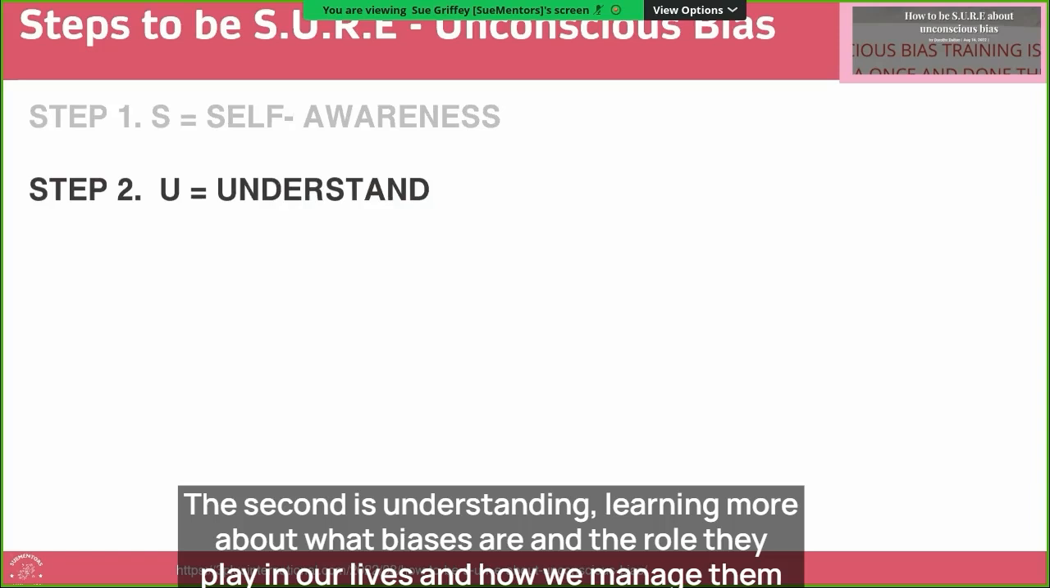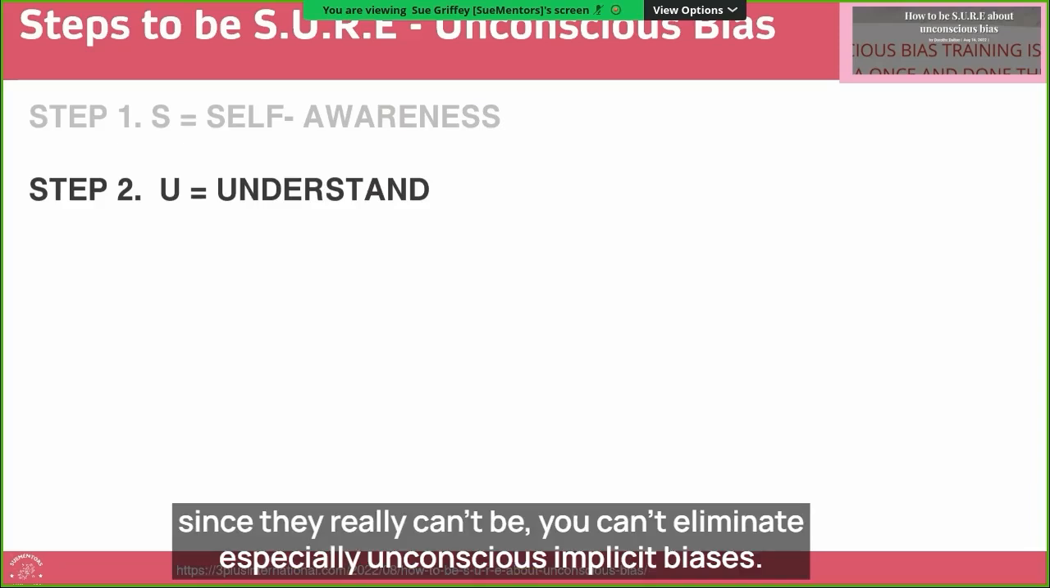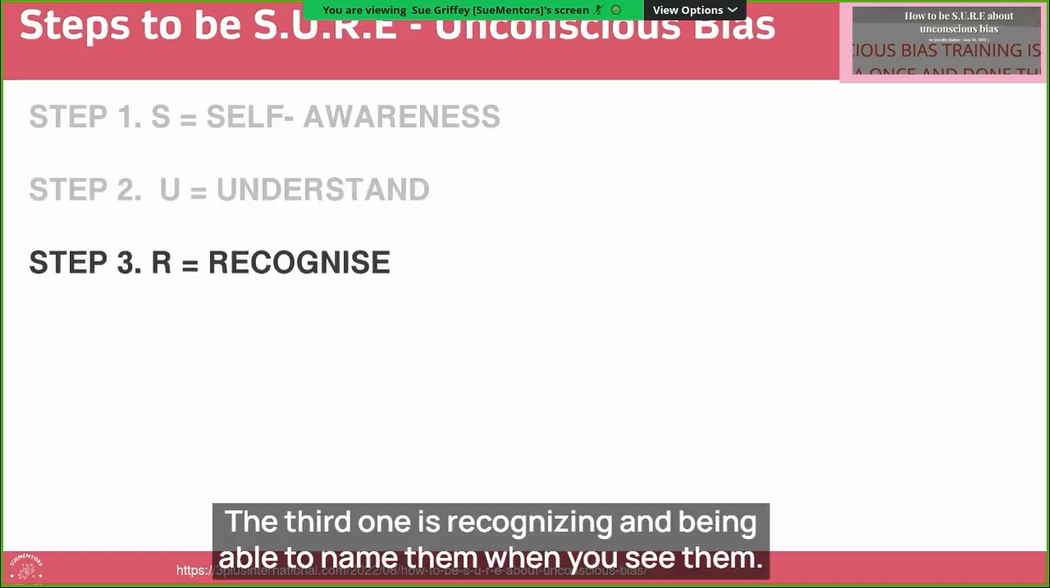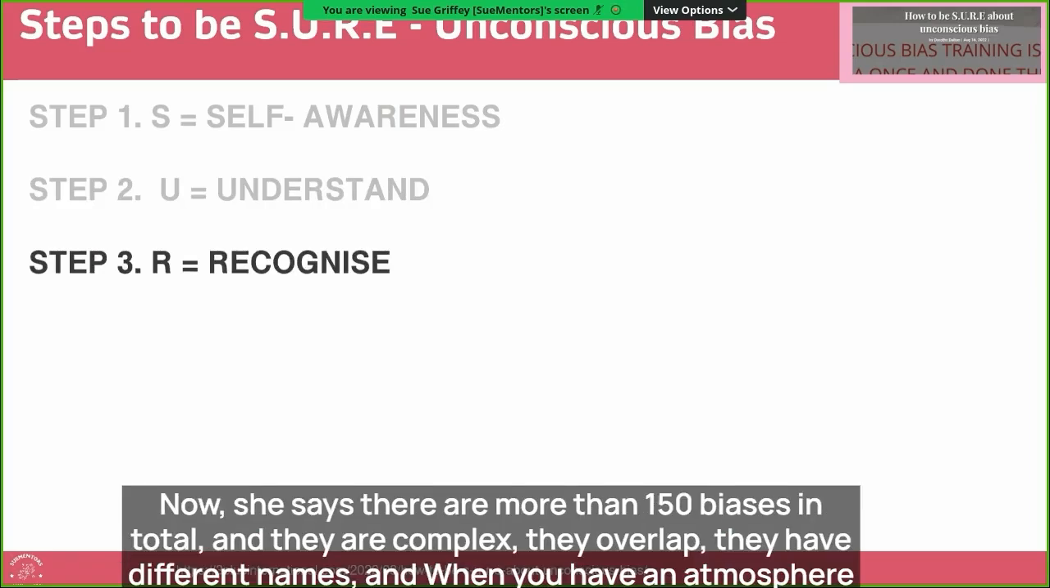The second is understanding, learning more about what biases are and the role they play in our lives and how we manage them, since you really can't eliminate them, especially unconscious implicit biases. The third one is recognizing and being able to name them when you see them.